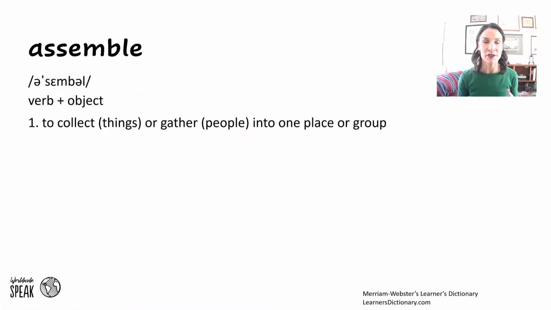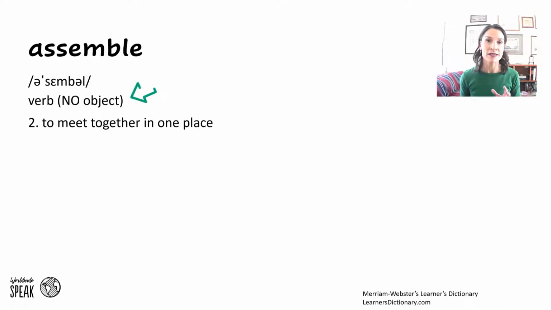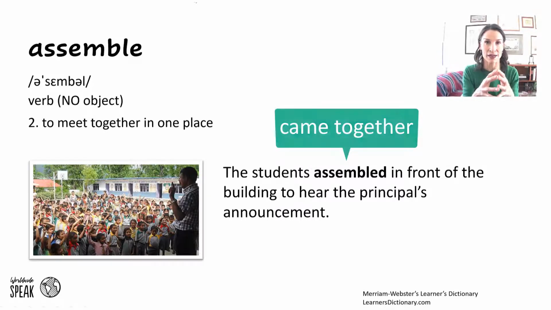Our next word is another verb. It's assemble. Assemble. When I use assemble with an object, it means to collect things or to gather people into one group or one place. For example, we have assembled all of the best players for this team. When I use assemble without an object, it means people meet together in one place. For example, the students assembled in front of the building to hear the principal's announcement. So they came together into one group.